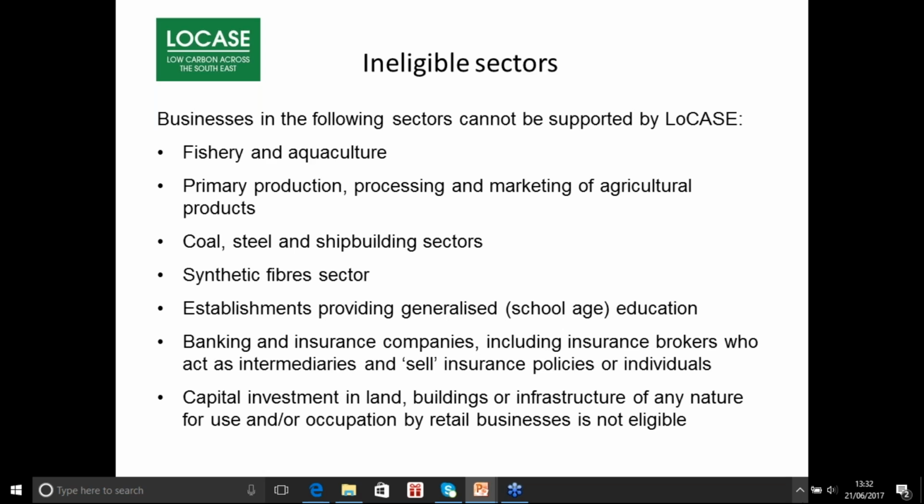We can help retail businesses as well. It says not eligible there, but we can help individual retail businesses, but not those big land investments that might come along with a shopping centre, for instance.